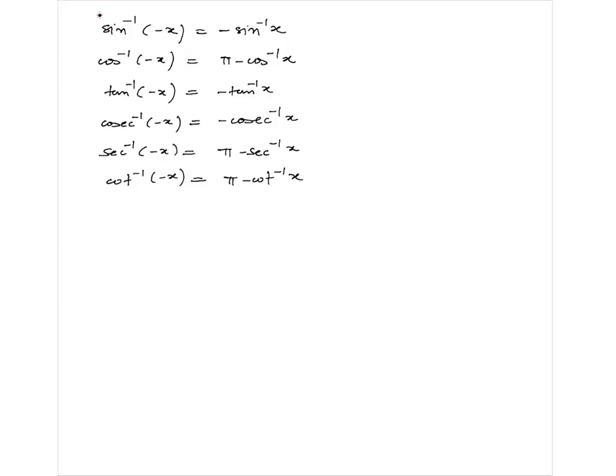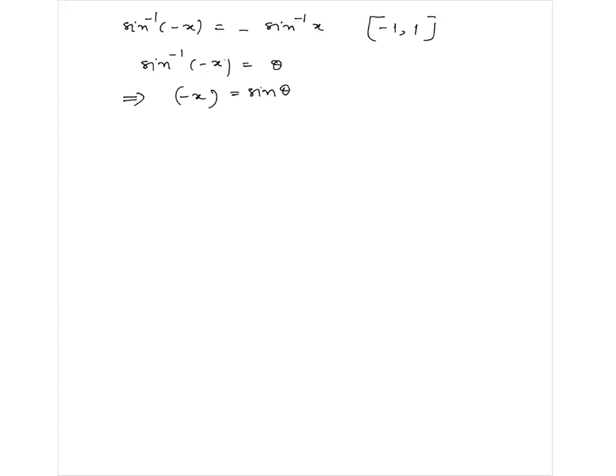Let's prove this one. So we are going to prove that sine inverse of minus x is minus sine inverse x if x lies between minus 1 to 1. Okay? The typical method for proving things is let this equal to some theta. So let this be an angle, let this be equal to some theta or y. So obviously minus x will be sine theta from the definition, or x will be minus sine theta.